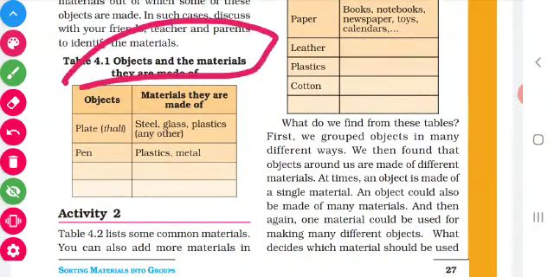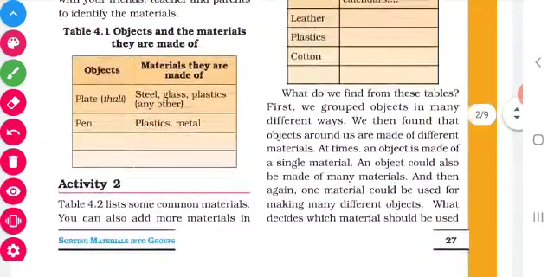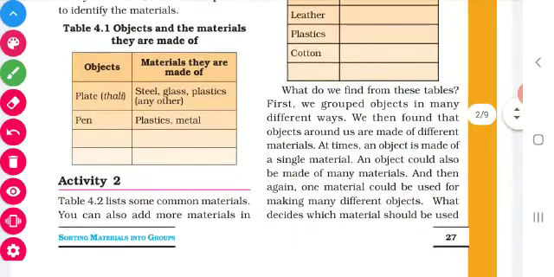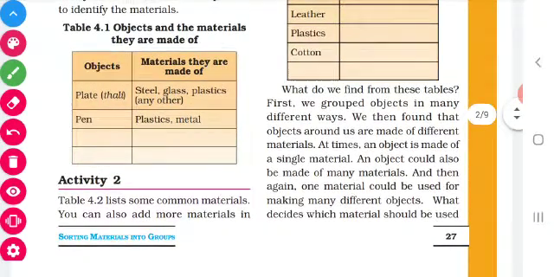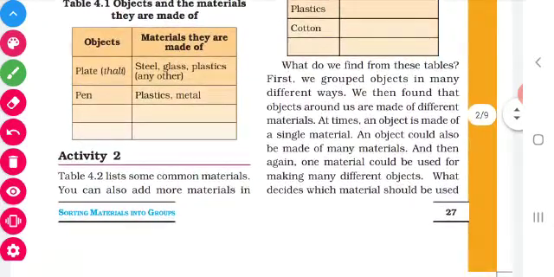So what is 4.1? Objects and the materials that they are made of. The first object is plate. A plate can be made from steel, glass, plastics and any other things. A pen can be made from plastics and metal. Like that you can write any object here.